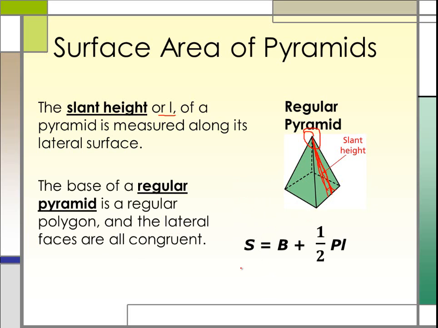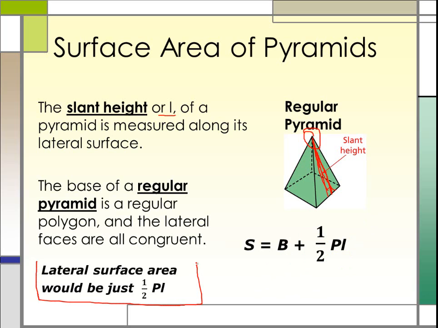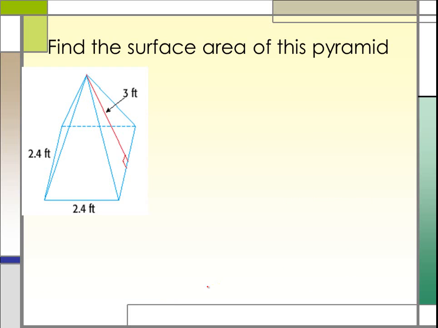The formula for the surface area of a pyramid is big B plus 1/2 P L. So that means the area of the base plus 1/2 perimeter of the base times the slant height. So let's look at what a lateral surface area would be. Remember, the lateral surface area is without the bases, so it's just 1/2 big P L. Let's take a look at a problem.